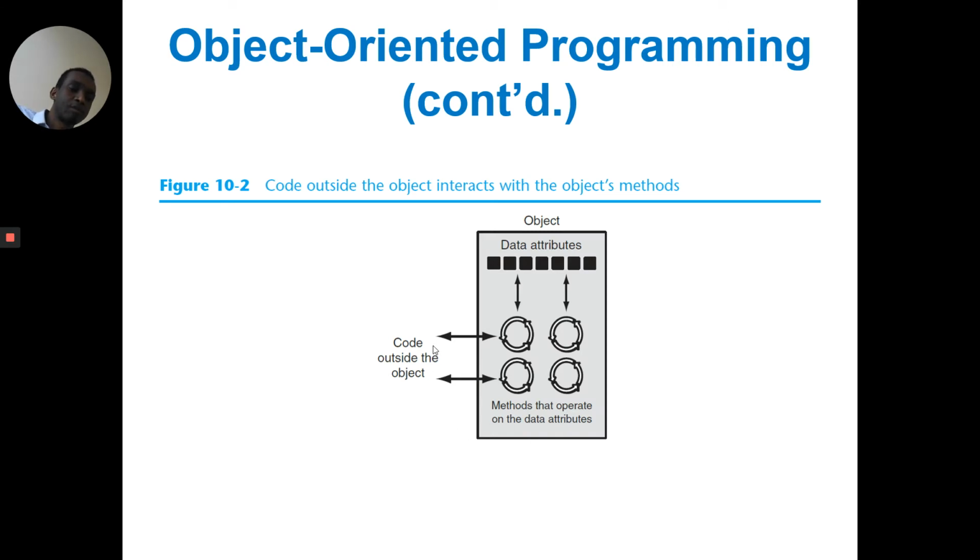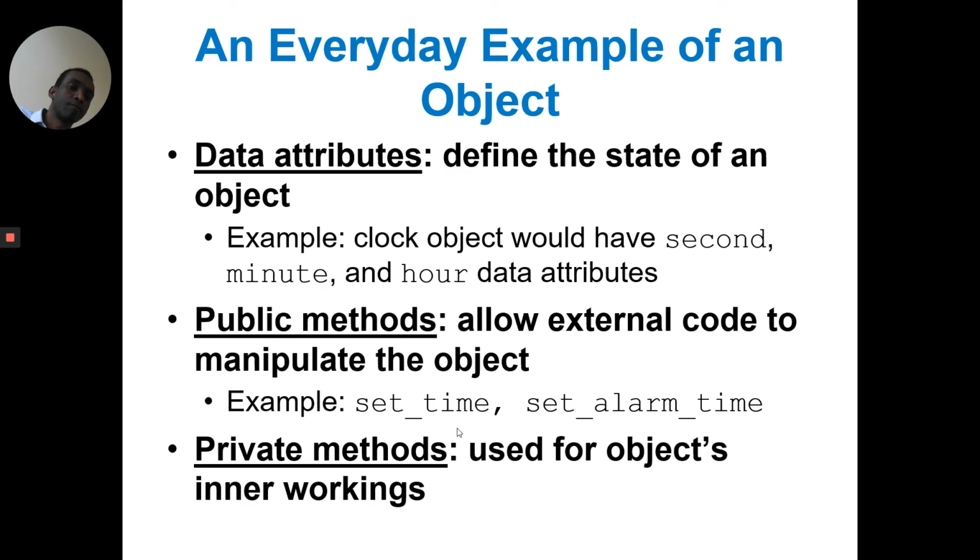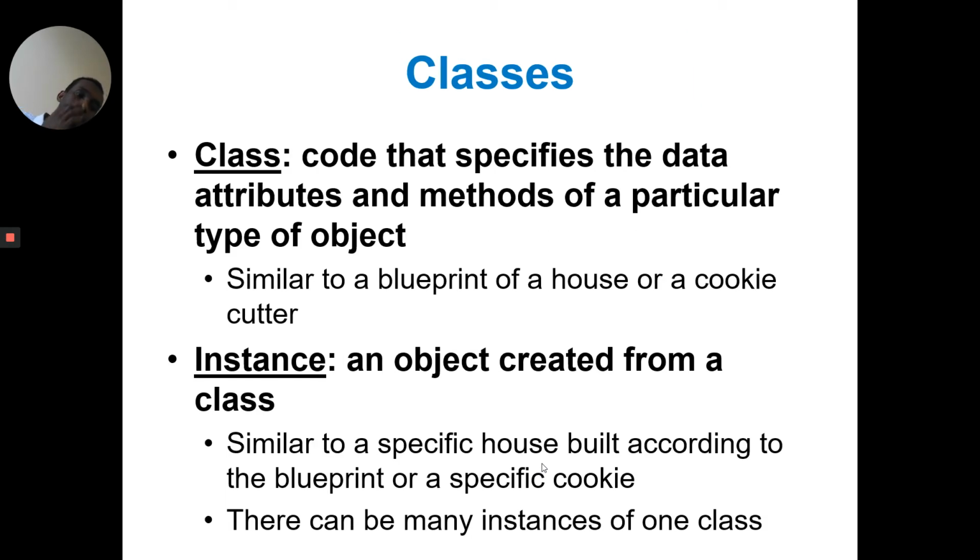Okay. So this would be the code outside, which doesn't need to know the details. A data attribute would be the defined state of an object. For example, the clock object would have a second, a minute, an hour, and a date attribute. Public methods allow external code to manipulate the object, for example, set time, set alarm, set alarm time. Private methods are used for the object's inner workings.